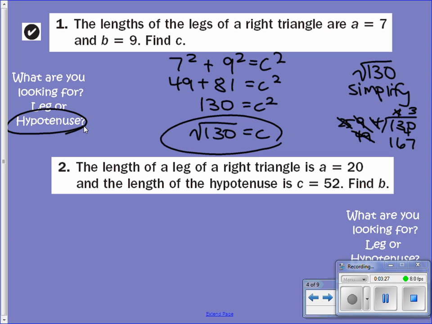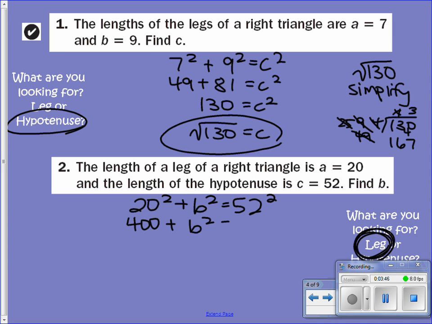Here, my length is a, and my hypotenuse is c, so we're actually looking for a leg. If we don't know a leg, we fill in what we do know of the formula. We don't know the second leg, so we leave it as a variable, and we solve what we can. Plus b squared equals 52 squared, which means 52 times 52, 2704.